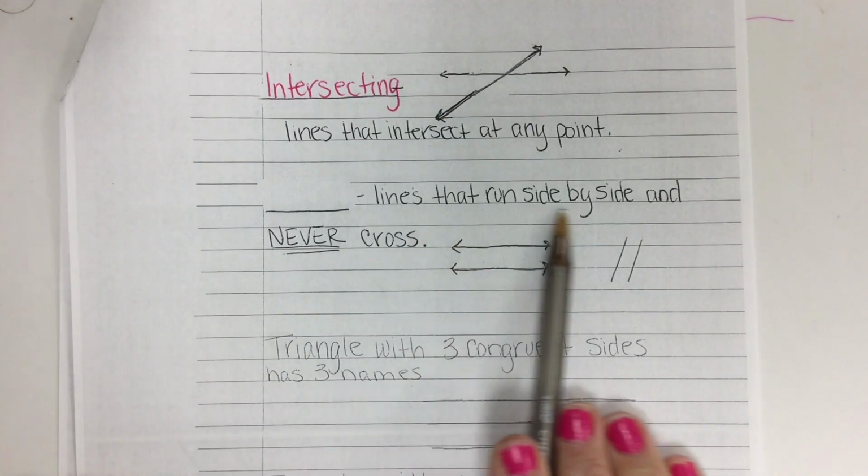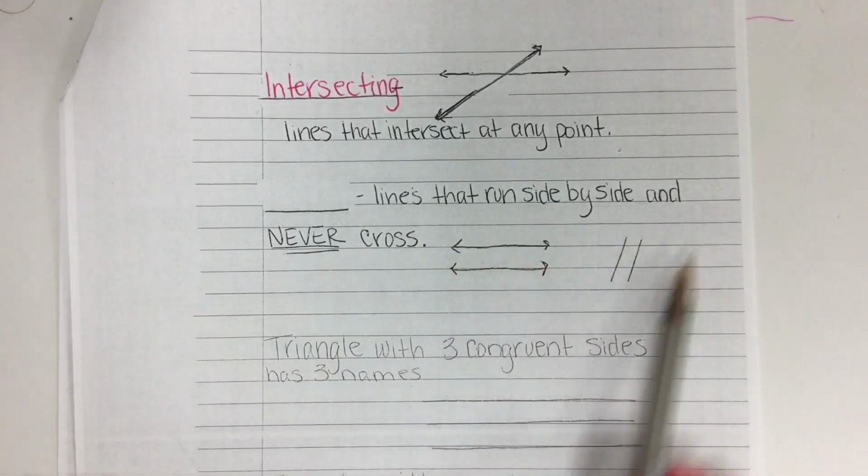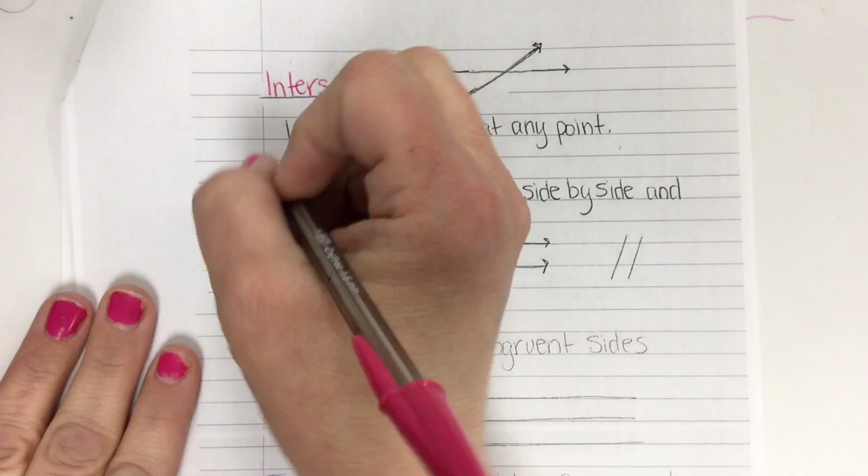And then lines that run side by side and never cross. So they look like that, just like the railroad tracks. That was parallel.